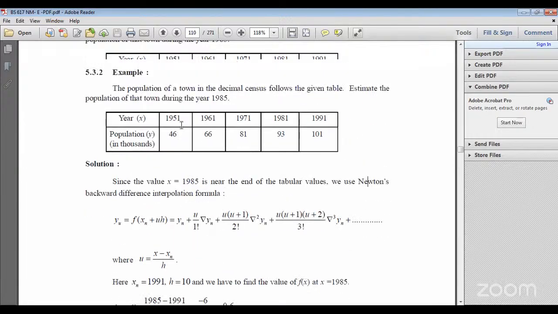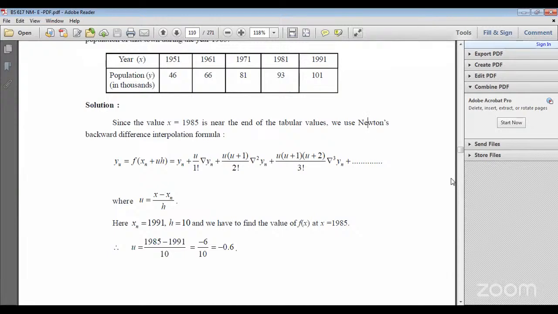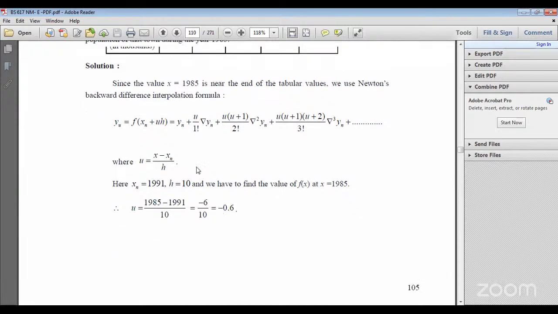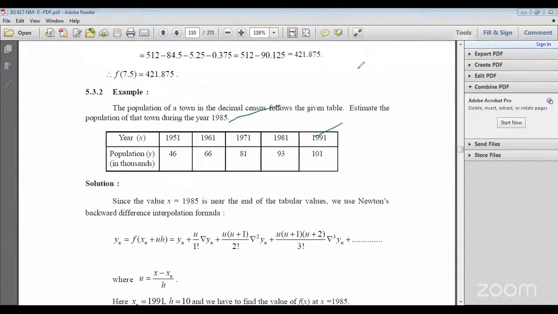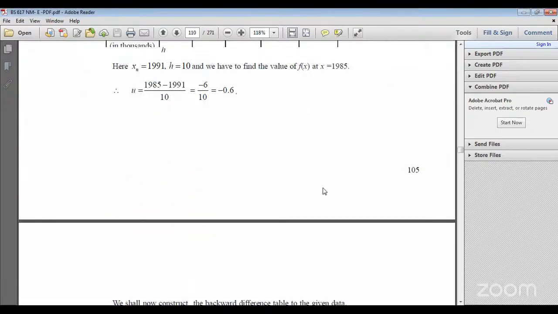There is a total interval 51, 61, 71. The interval is 10. So f of x is equal to 1985 minus 1991. For the given, finding the value at 1985, 1991 we are taking the values here. So that is minus 6 by 10, 0.6.